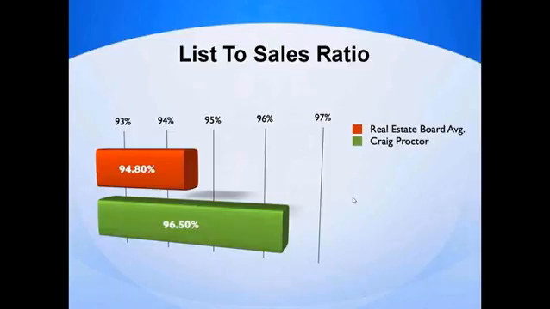So when I'm working with a buyer, on average, they're paying 94.8% of the asking price, but the real estate board average is 96.5%. Depending on the price range of whatever the buyer is looking at, that might mean $4,000, $5,000, $6,000, $7,000 or more savings in their pocket. So that's important and should be included in your buyer presentation.